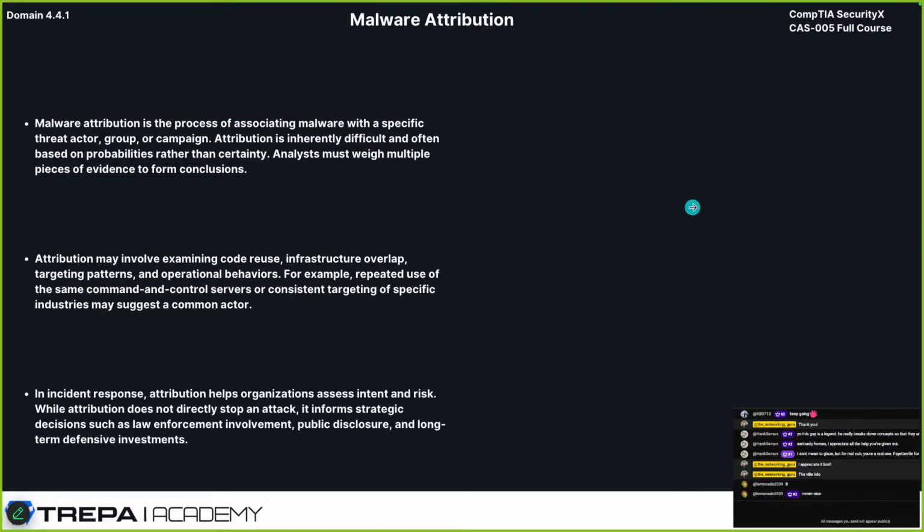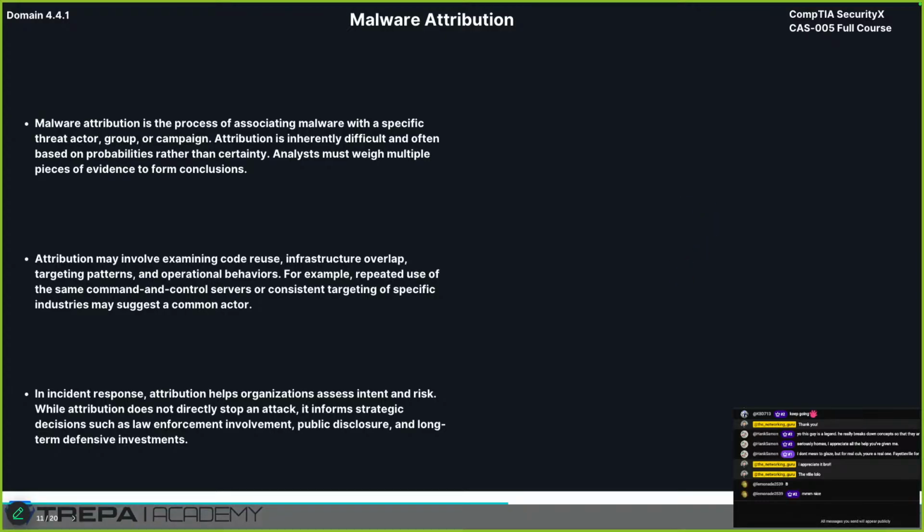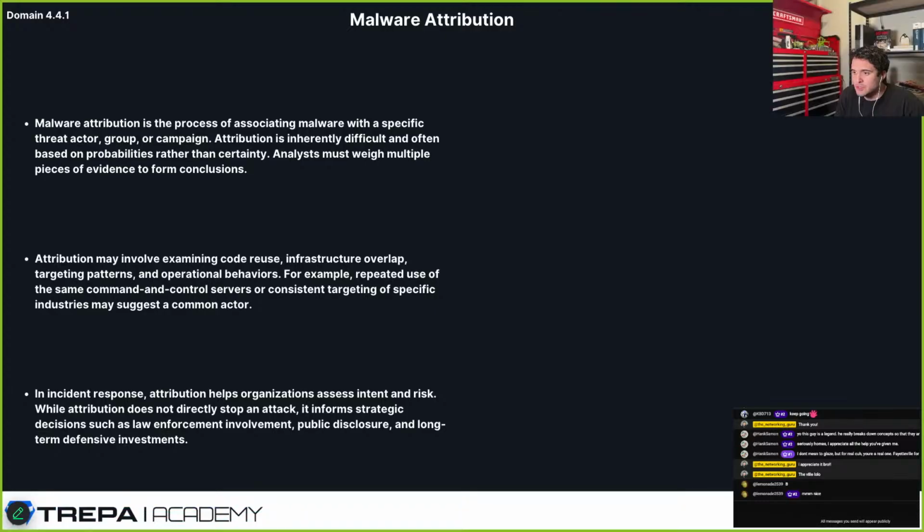Malware attribution is the process of associating malware with a specific threat actor, group, or campaign. Attribution is inherently difficult and often based on probabilities rather than certainty. So attribution may involve examining code reuse, infrastructure overlap, targeting patterns, and operational behaviors. A good example is repeated use of the same command and control servers or consistent targeting of specific industries may suggest a common actor.